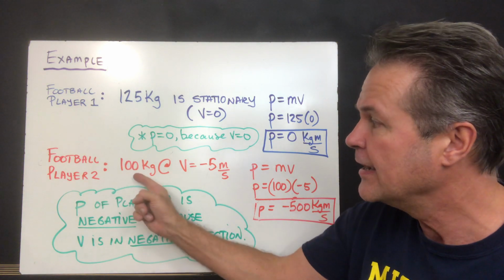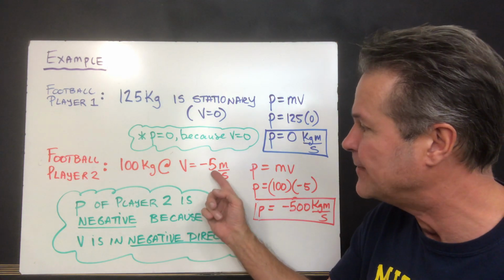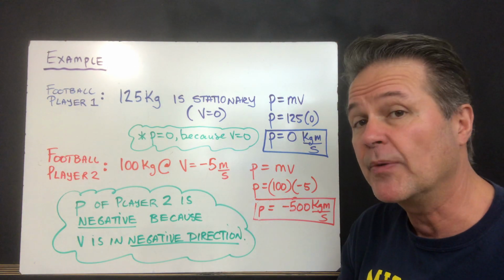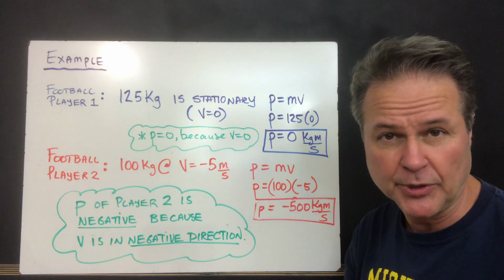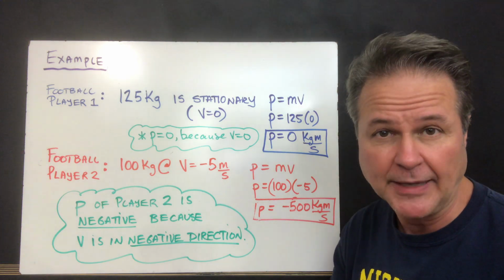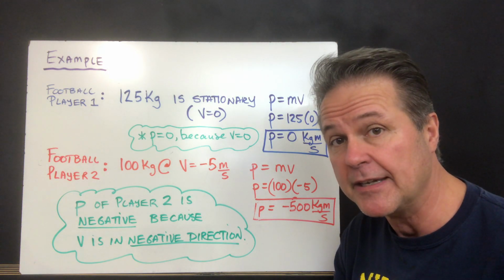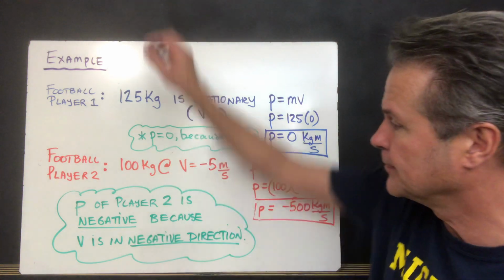Player number 2 is 100 kilograms in mass and he's moving at -5 meters per second. So that means he has a momentum of -500 kilogram meters per second. See, the negative sign just indicates the direction of the momentum. The direction of the velocity is negative, so the momentum is going to be negative also. It's just the direction.